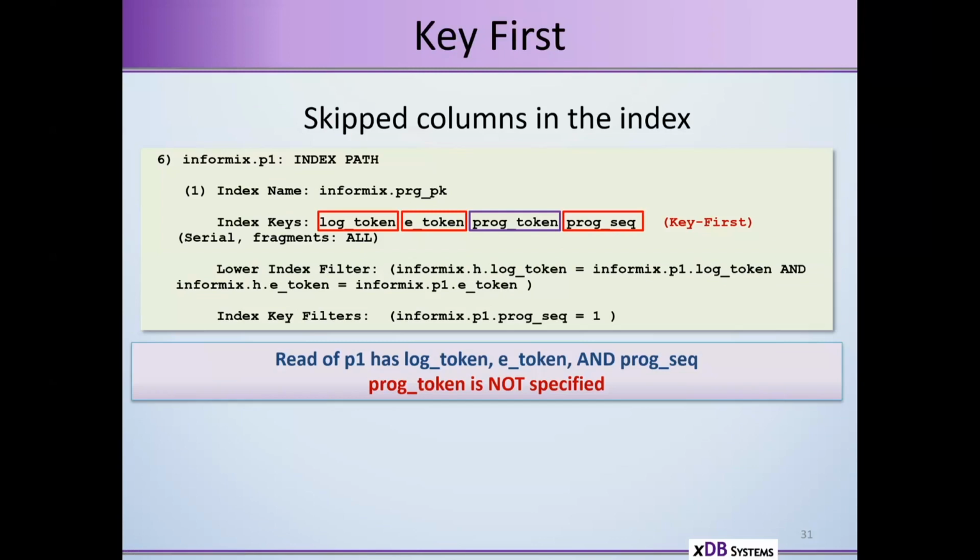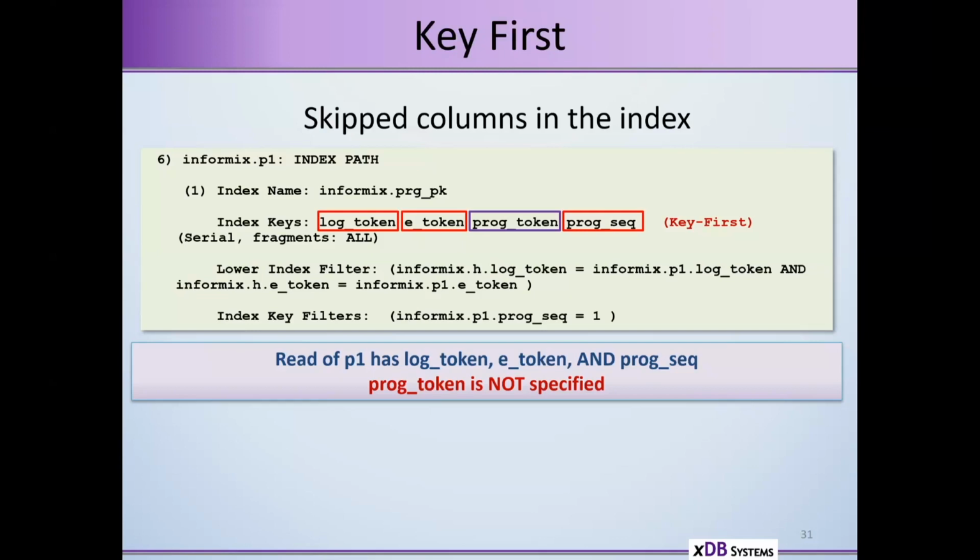We don't need to go to the data page to get program sequence. We have it in the index, but I can't use it to drill down. I've got the index, and now let's see if the row I just retrieved, or the index page I retrieved, does it have prog sequence equal to 1? If it does, it can carry on. If not, it'll be discarded, right? Just like we've seen earlier. So a key first tells you, okay, I was able to use the index. I haven't been able to use it efficiently to drill all the way down.